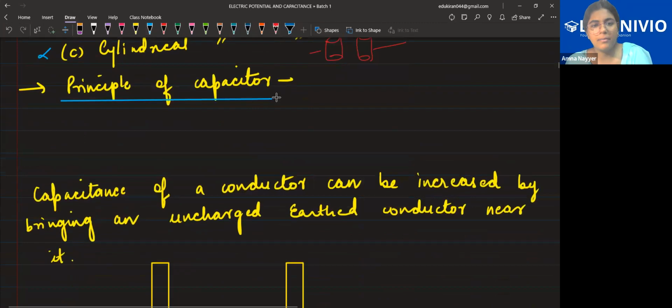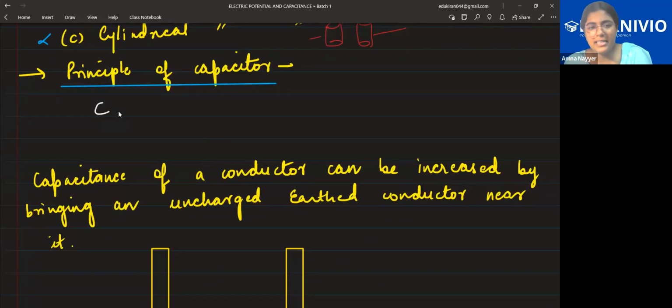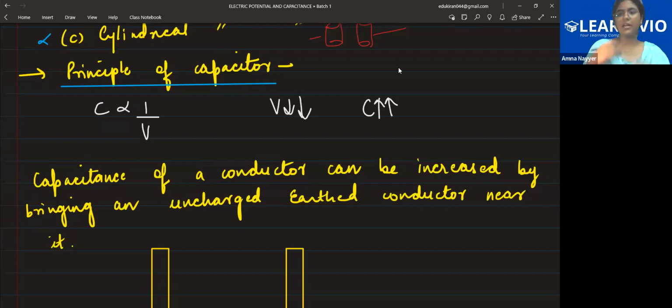What is meant by the principle of a capacitor? Basically, the principle of a capacitor means C is inversely proportional to V. So if potential decreases more, capacitance will increase more. By whichever amount the voltage was increasing, now it is getting down, so capacitance will now increase more. This is what is meant by the principle of a capacitor: that capacitance can be increased if you bring an uncharged earthed conductor near it.